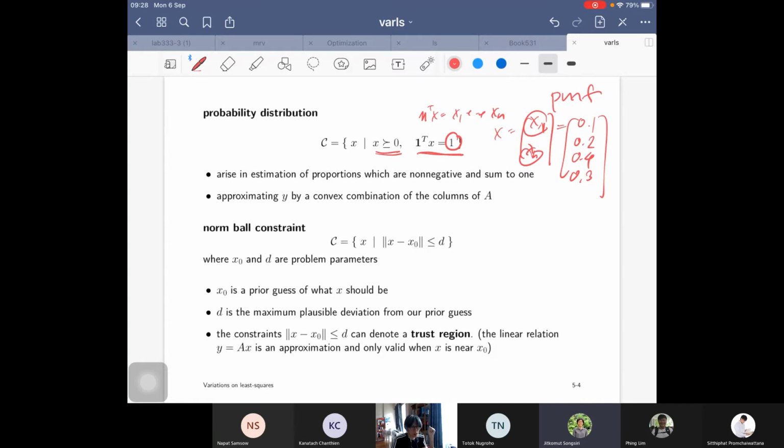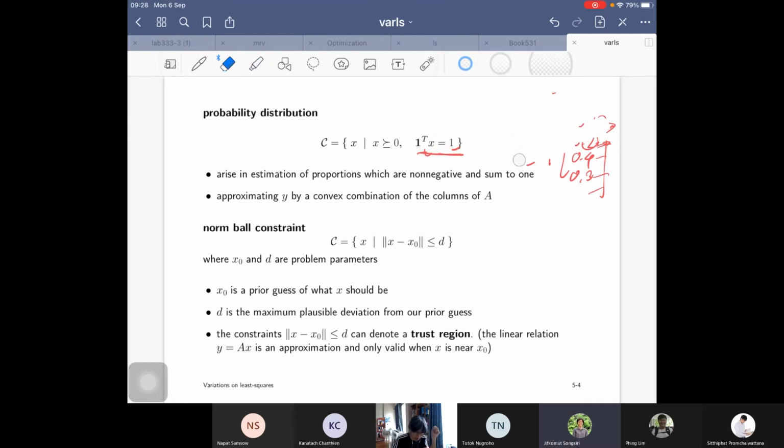All right, it's a fraction. It's a probability. It could also represent fractions, like x is a portion. You want to invest money into different assets. I want to invest 10% on stock A, 20% on stock B, and so on. Now this set, when mathematically represented like this, is called the probability simplex.